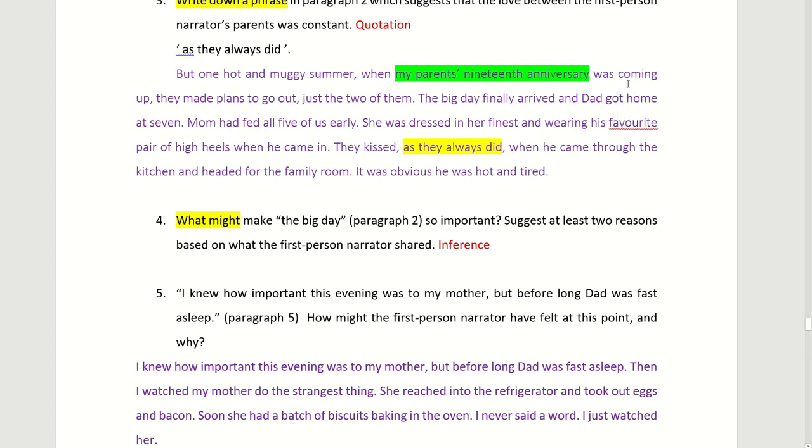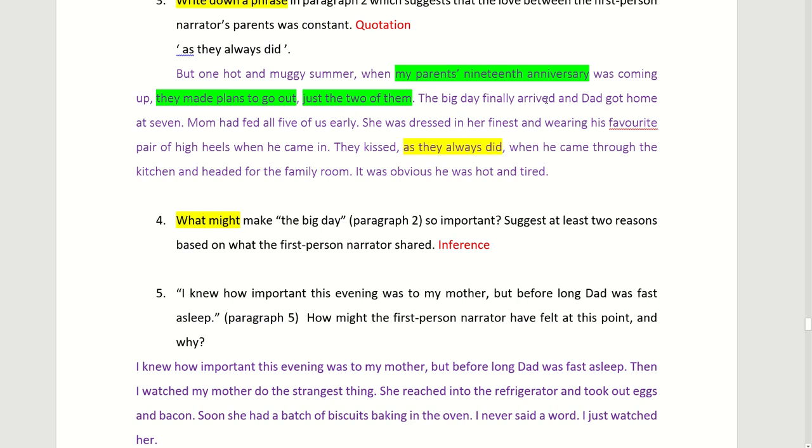And then what's another reason? Why is it so important? "They made plans to go out." So is that very important because they made plans to go out? Or is it important that they had to make plans to go out? And why is it so important? "It's just the two of them," not the entire family.